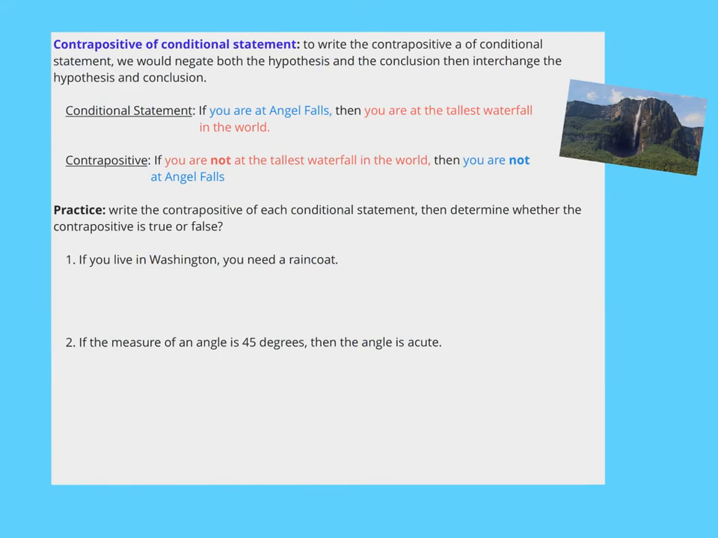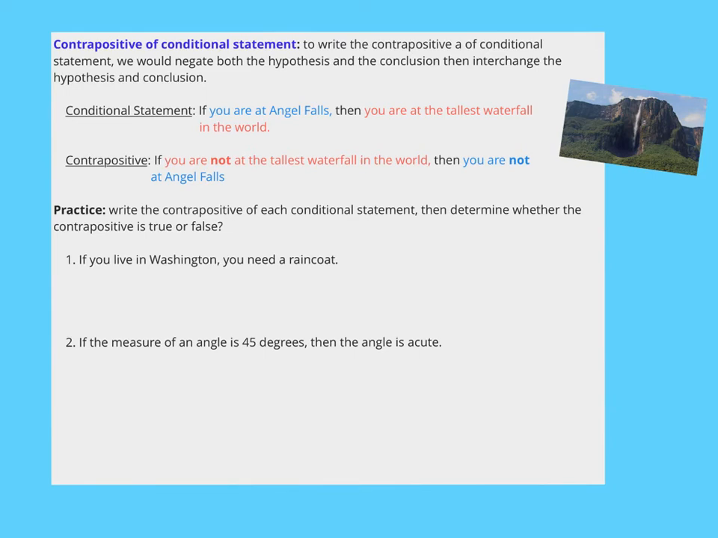The last type of conditional statement is the contrapositive of the conditional statement. So the contrapositive is going to do what both the inverse and converse do. The contrapositive is going to negate both the hypothesis and the conclusion, and then it's going to interchange or change the order of the hypothesis and conclusion.